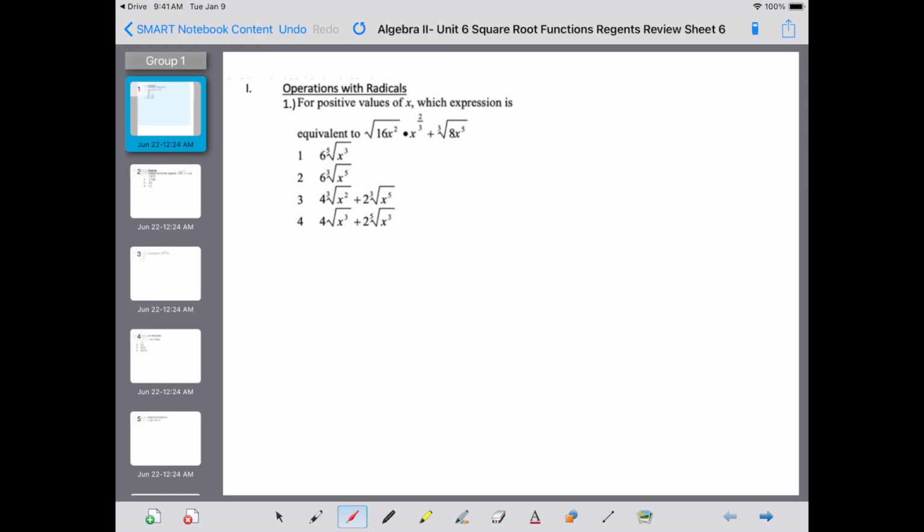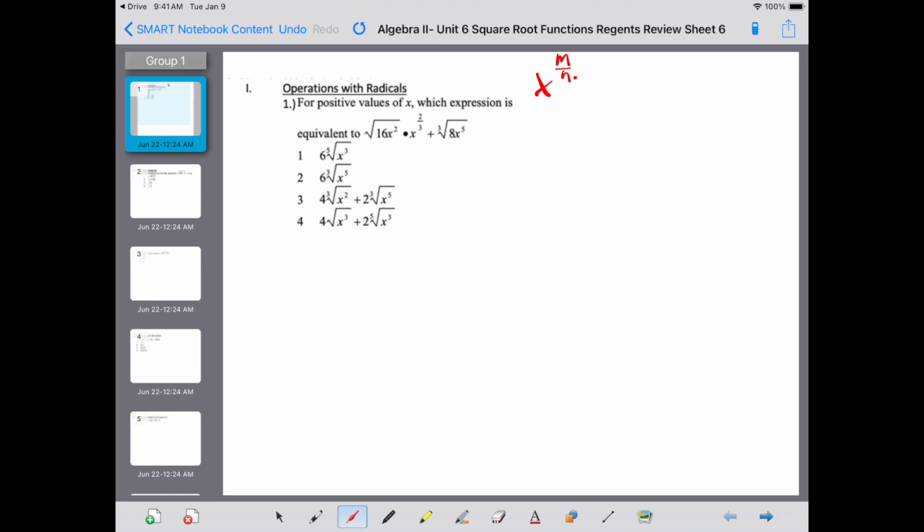Hello, Algebra 2 students. This is a Regent review for Unit 6, Square Root Functions. Each section that I go over is a different standard that the Regent could test you on. So the first was operation with radicals, and it's important to understand rational exponents.